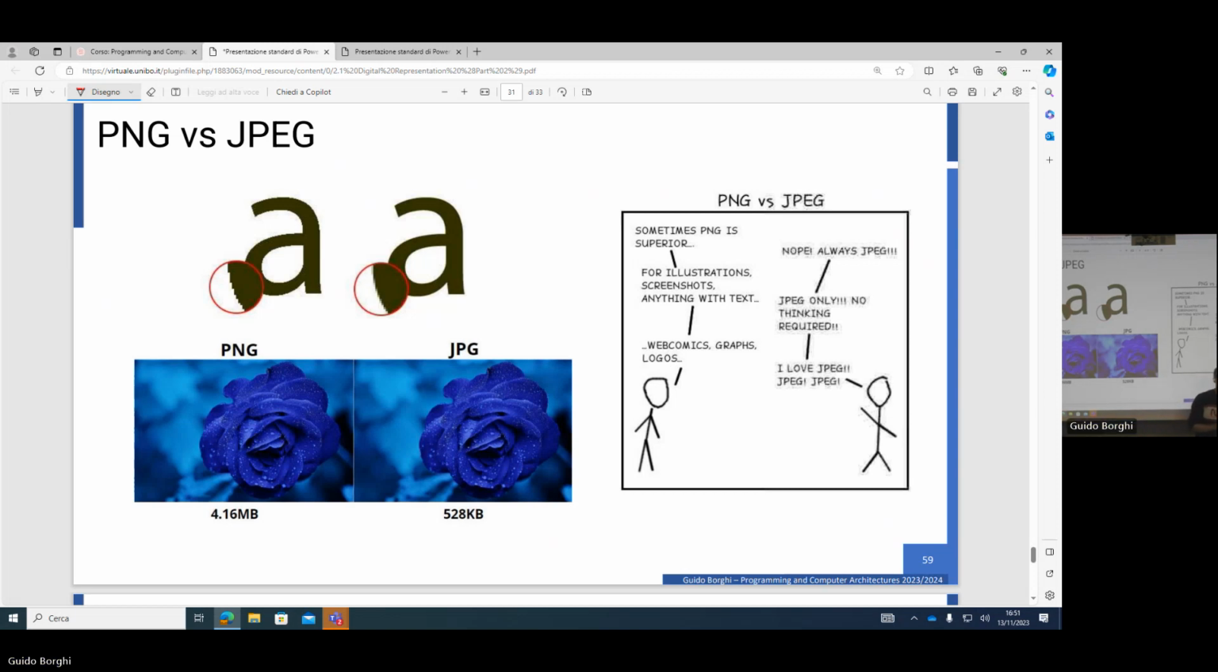And here you can see, in another visual way, the differences between PNG and JPEG. The first half of the image is in PNG format, while the second half is in JPEG format. As you can see here, I don't know if you are able to see that, but the quality is very different.